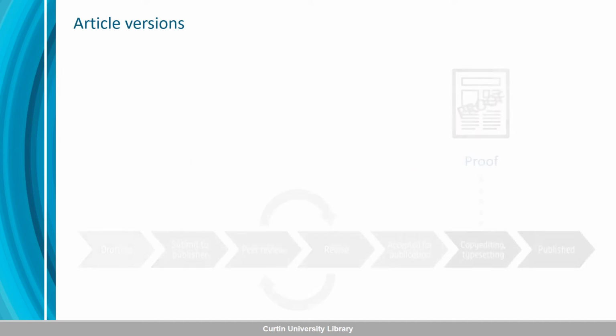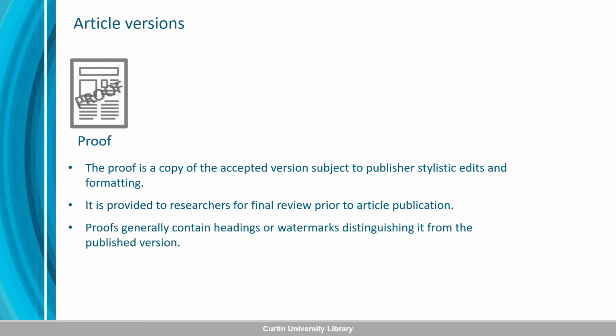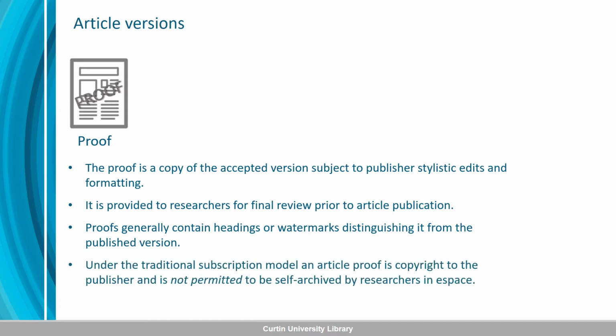The proof is a copy of the accepted version subject to publisher stylistic edits and formatting, and it is provided to researchers for final review prior to article publication. This version generally contains headings or watermarks, distinguishing it from the published version. Under the traditional subscription model, an article proof is copyright to the publisher, and it is not permitted to be self-archived by researchers in eSpace.